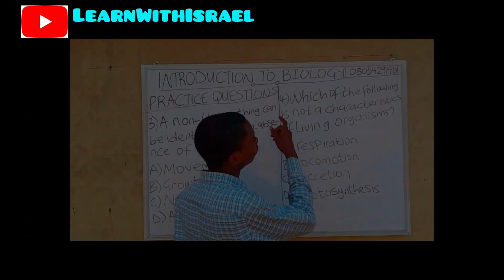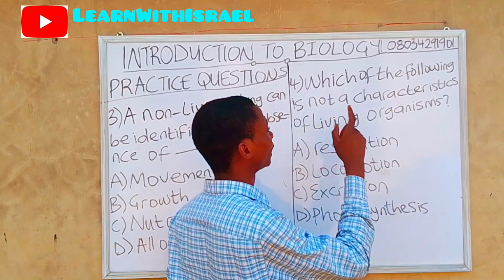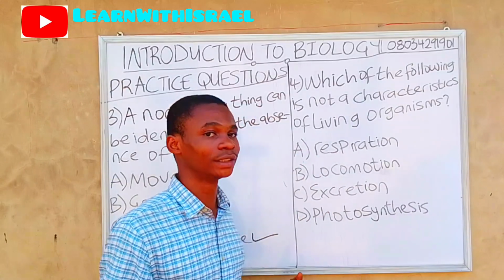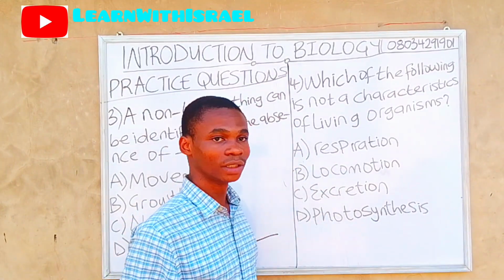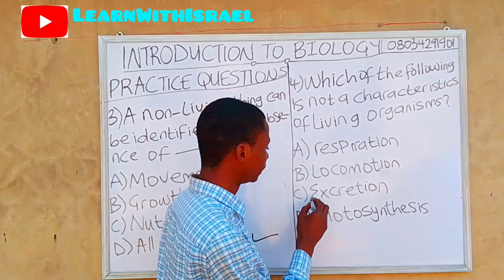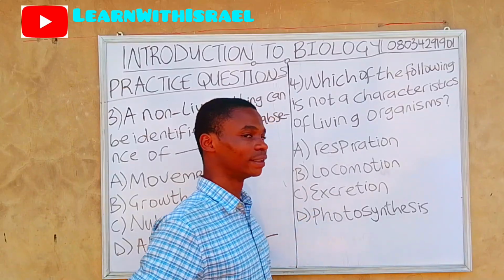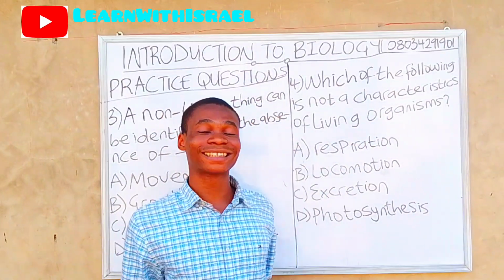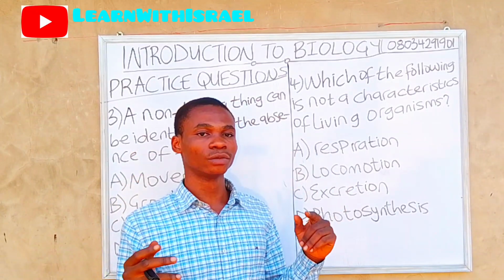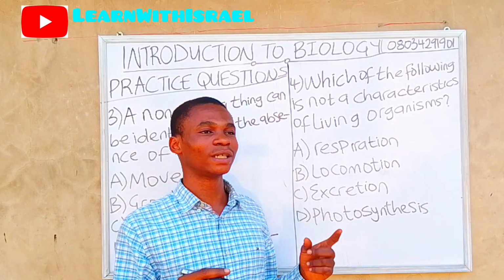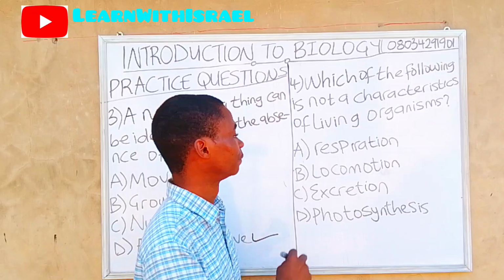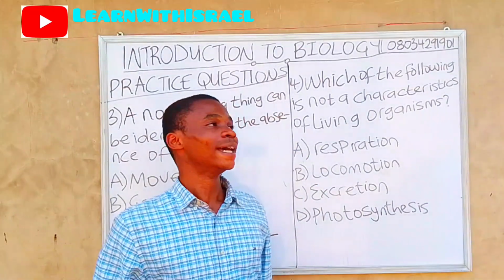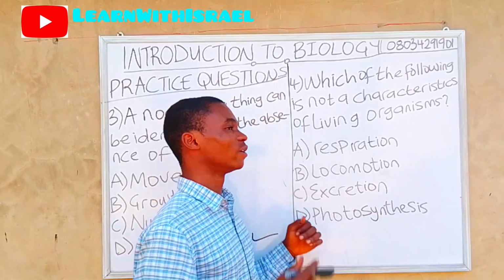Question 4. Which of the following is not a characteristic of living organisms? A. Respiration, B. Locomotion, C. Excretion, D. Photosynthesis. So let's start from respiration. Respiration is a characteristic of living things, as we all know. I mentioned that earlier when talking about Mrs. Green. Locomotion is also a characteristic of living organisms.